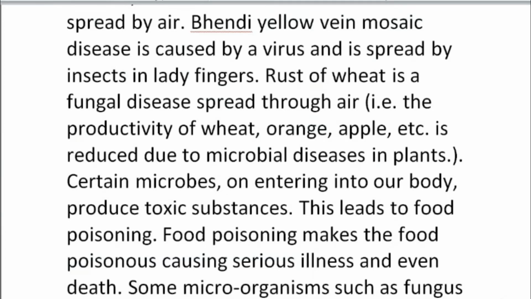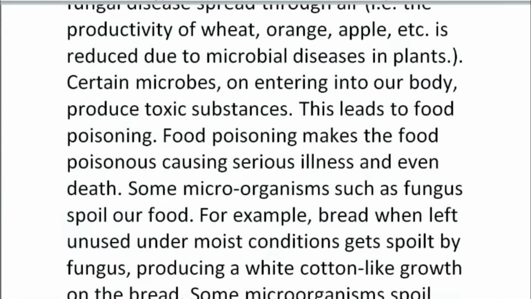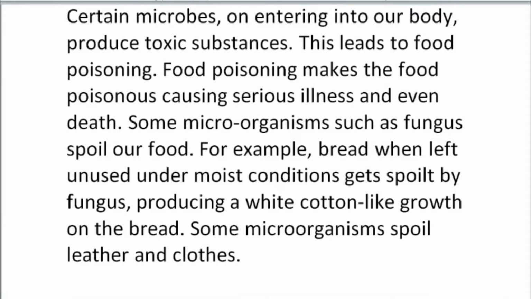Certain microbes, on entering into our body, produce toxic substances. This leads to food poisoning. Food poisoning makes the food poisonous, causing serious illness and even death. Some microorganisms such as fungus spoil our food. For example, bread when left unused under moist conditions gets spoiled by fungus, producing a white cotton-like growth on the bread. Some microorganisms spoil leather and clothes.